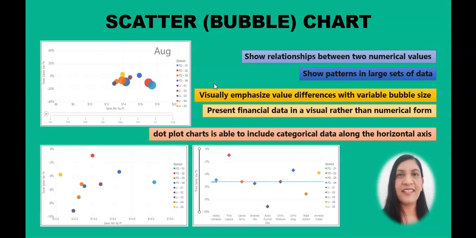Today we are going to learn one more visual in this Power BI visualization series, and that is a scatter chart or bubble chart. Now this chart reveals a lot of information of the large data set, and it shows mainly relationships between two numerical values. It visually emphasizes the value differences with variable bubble size and presents the financial data in visual rather than numerical form.